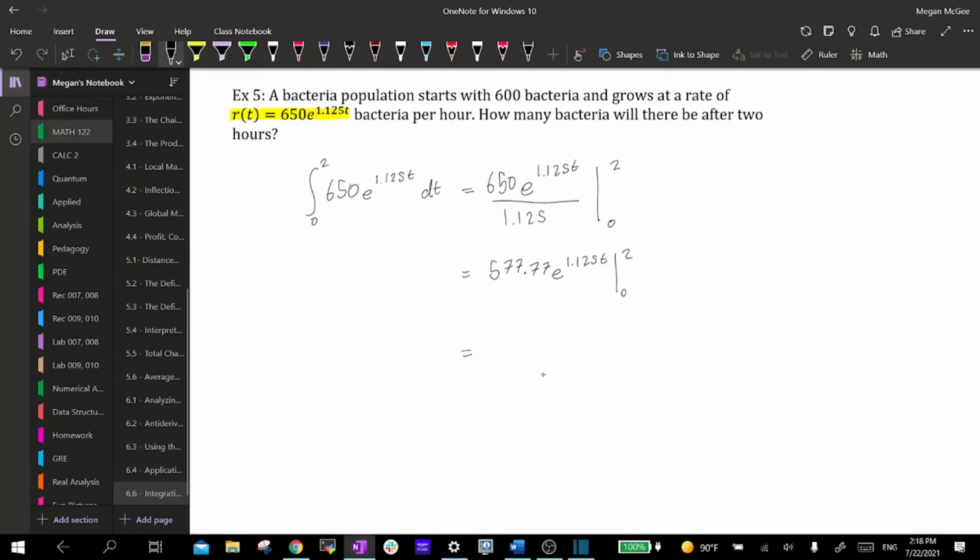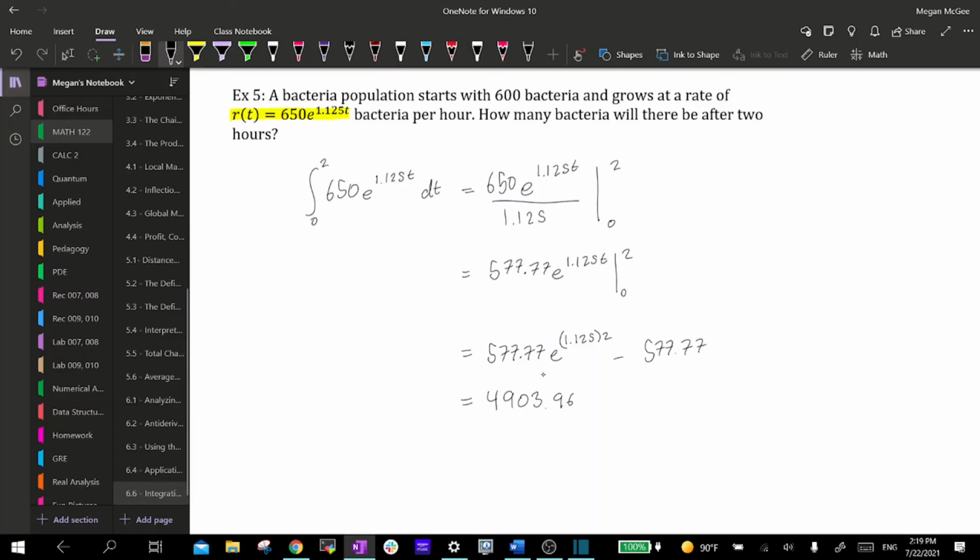All right, so then we plug in our top bound first. So we get 577.77 e to the 1.125 times 2 minus our 577.77 e to the 1.125 times 0, which is just 0, and e to the 0 is 1, right? All right. So finally, we get 4,903.96.